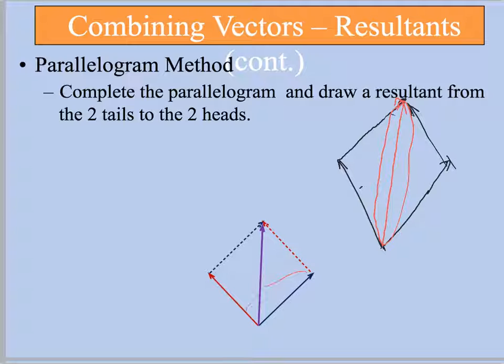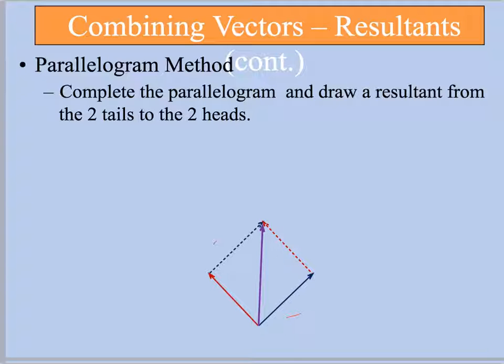And you can kind of see it better here. This vector I transitioned over to this side, and this vector here, the one in red, I transposed it over to here. And from that, we get the purple resultant. That's what this purple line would be, drawn from the origin to where they meet, where the two dotted lines meet.